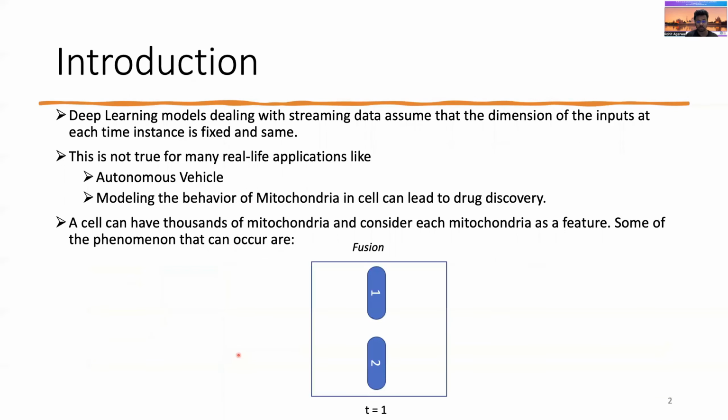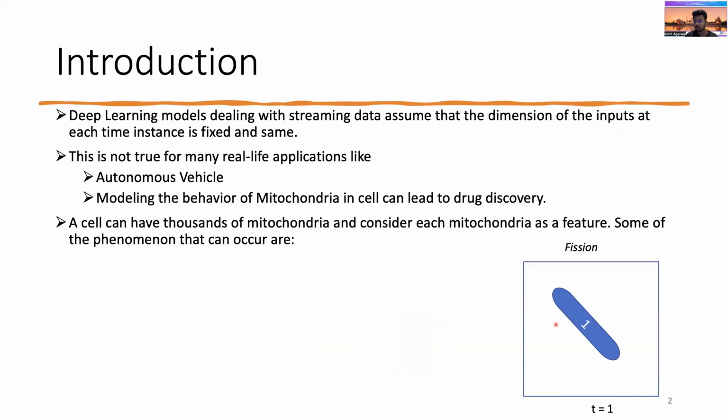This is another phenomenon called fusion, where you have two mitochondria, 1 and 2, at time step t equals 1, which move towards each other and fuse to give us a new mitochondria 3 at time step t equals 2. This mitochondria moves forward, making sure we don't get back 1 and 2 again. Fission: there is a mitochondria 1 at time step t equals 1, which breaks into two mitochondria and moves separately, giving us mitochondria 2 and 3 at time step t equals 2.